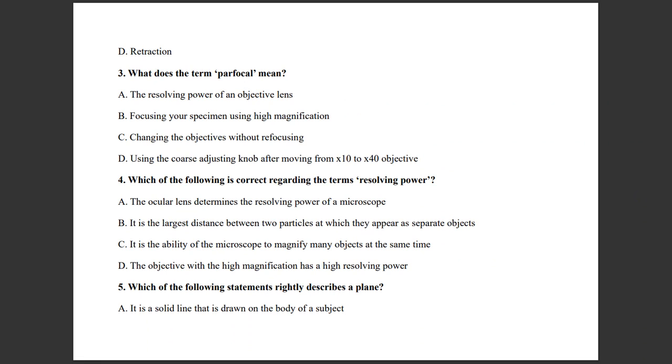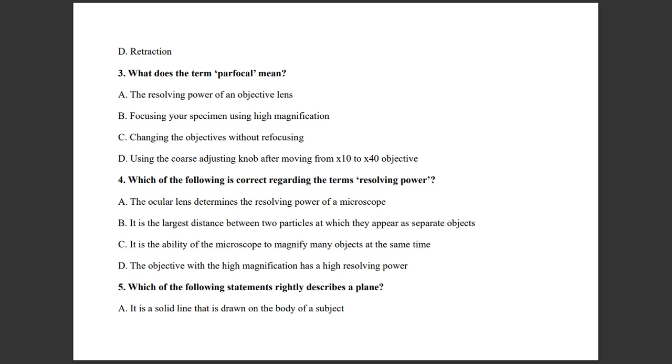Which of the following is correct regarding the term resolving power? When you're talking about the resolving power of a microscope, it is just the minimum distance at which you are able to see two different objects as being separate, and it is determined by the objective lens. So option A, the ocular lens determines the resolving power. That is not true. It's the objective lens.